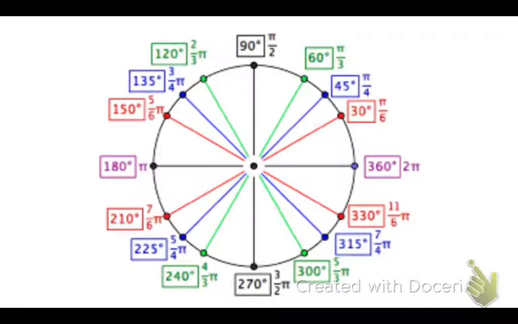Welcome back to our final lesson on the unit circle. Here you see we have labeled the angles in degree and radian measure that we've learned from previous videos. Today we're going to talk about the coordinates of the unit circle.